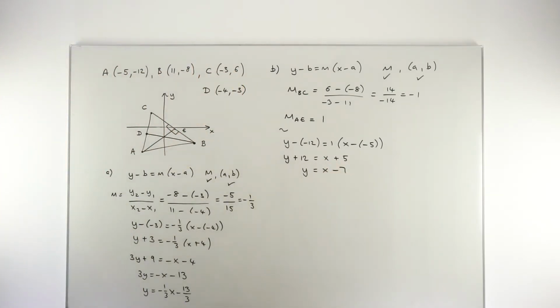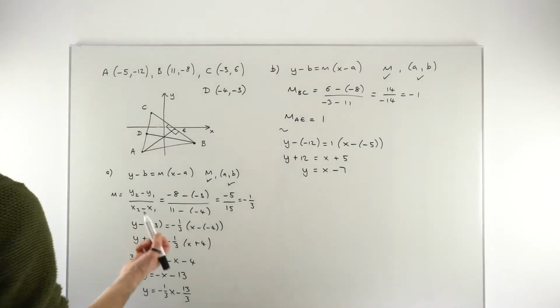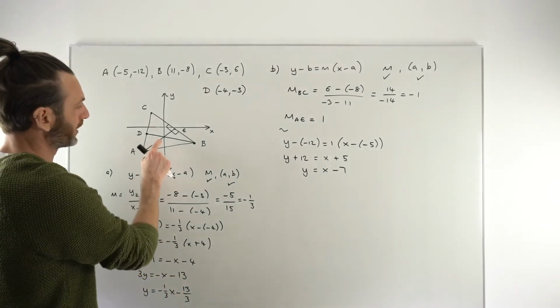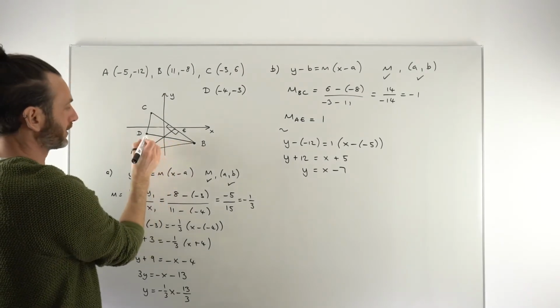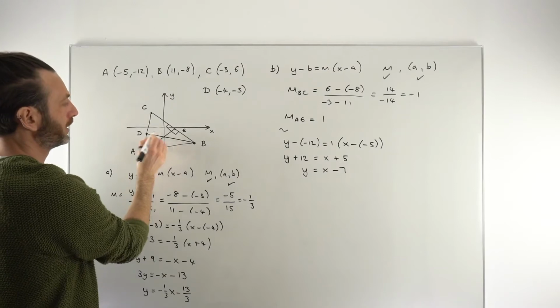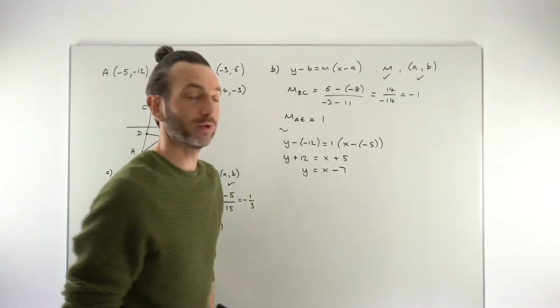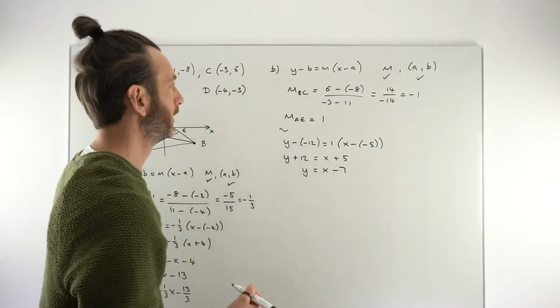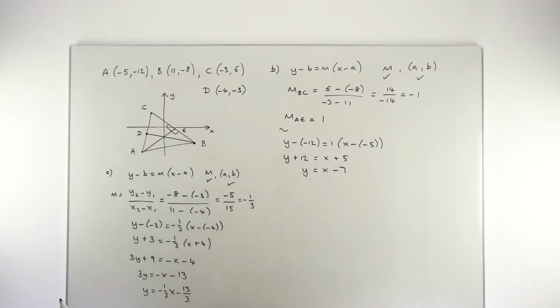So let's just check that. Could that point be at negative 7? My diagram's not great actually. There should have been a bit of separation between those points. I think this line maybe should have been a little higher up. Anyway, let's not worry about that. Yeah, it could be negative 7, so it's in the right ballpark. Okay, so that gives us the equation of the altitude A to E.